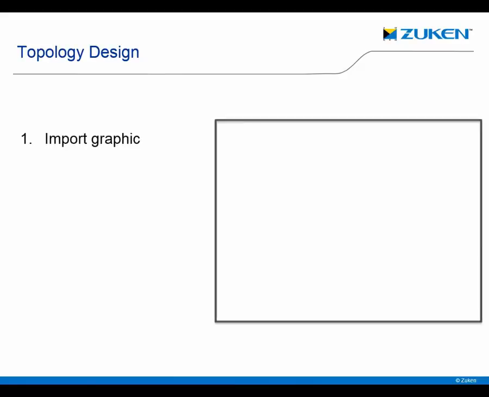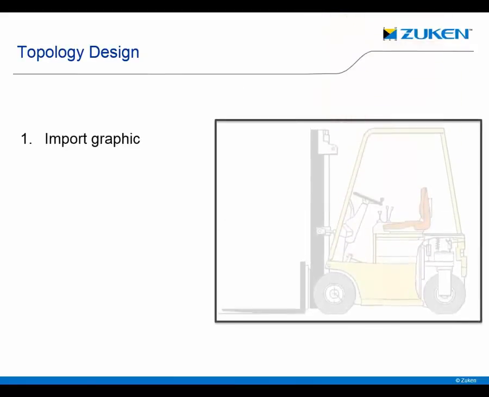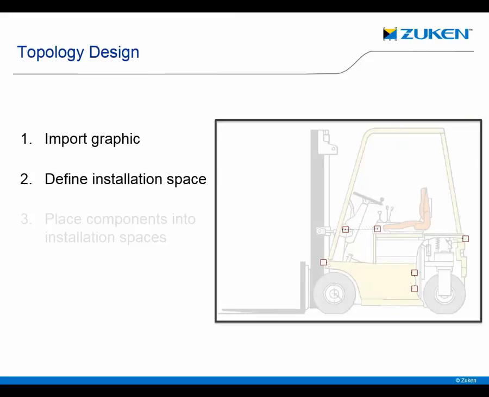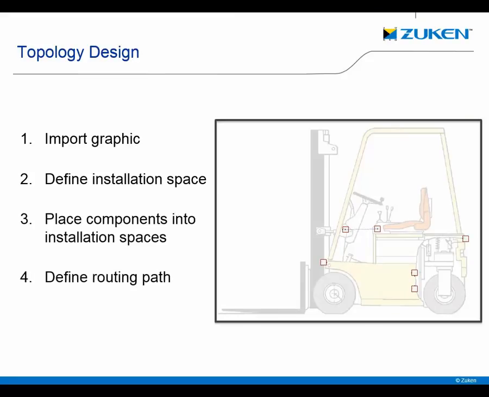Four steps to create a topology diagram. First, import the 2D graphic. Then define the installation spaces, place the components in the installation spaces, and define the routing paths. Done.